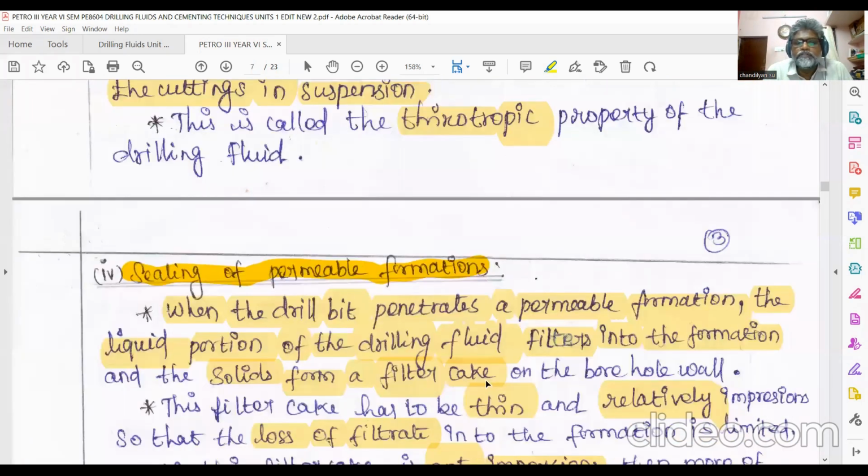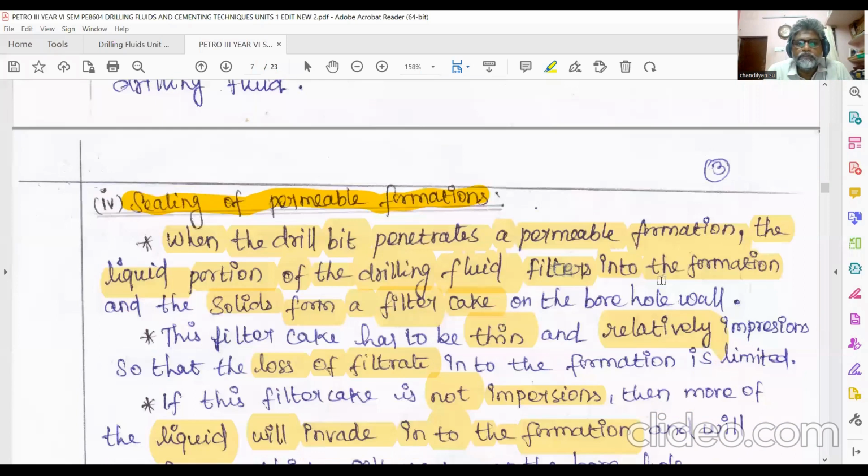Sealing of permeable formations. When the drill bit penetrates the permeable formation, the liquid portion of the drilling fluid reaches the cake and gets filtered into the formation. What we call a filter cake is the solid portion of the drilling fluid which settles onto the borehole wall, through which the liquid passes. And it's not an advantage for us. The liquids slowly get lost in the micro channels of fractures. It's in fact lost to us. So that is what we call circulation losses or loss of returns.